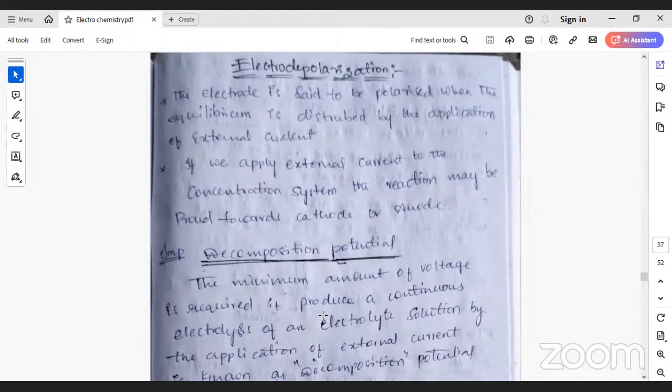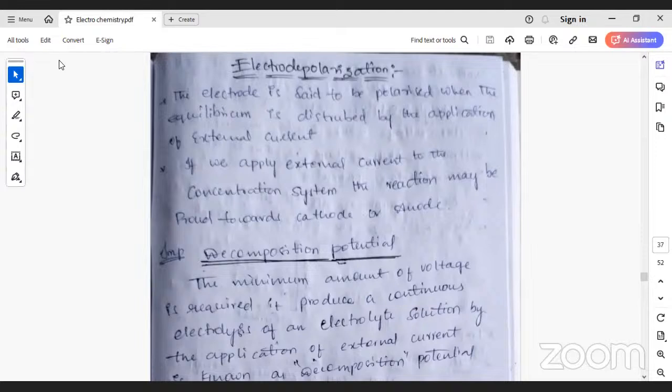So just go through the various types of electrodes, how the electrodes are constructed, and then how we utilize those electrodes to get the EMF.